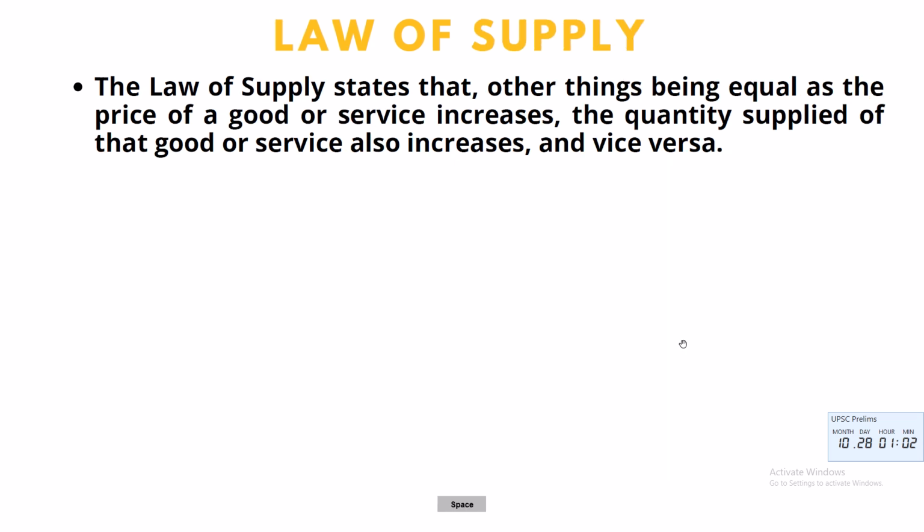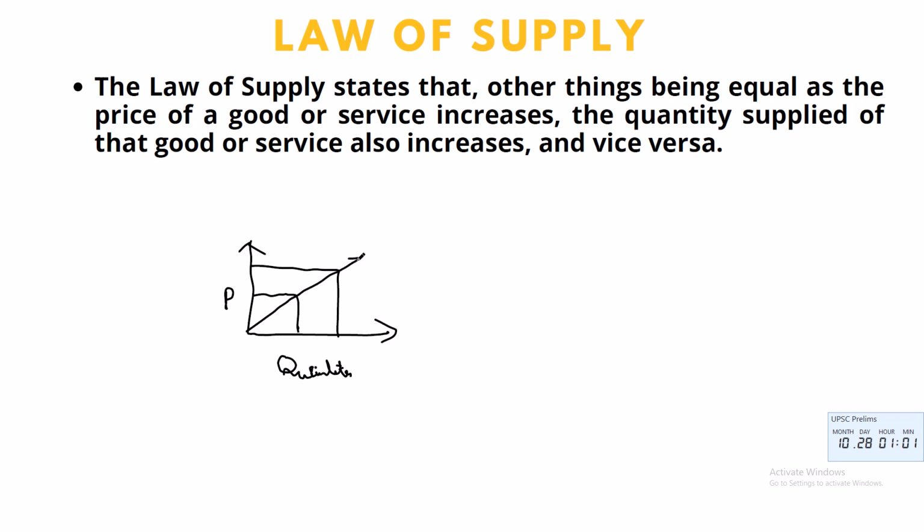Next one is the law of supply. The law of supply states that other things being equal, as the price of a good or service increases, the quantity supplied of the good or service also increases. If the price increases, the quantity also increases. That is the supply curve. Let's look into the graph here. This is quantity. This is the price. See, what happens is when the price increases, the quantity increases. When the price still increases, the quantity again increases. So the graph looks something like this. This is the supply curve.